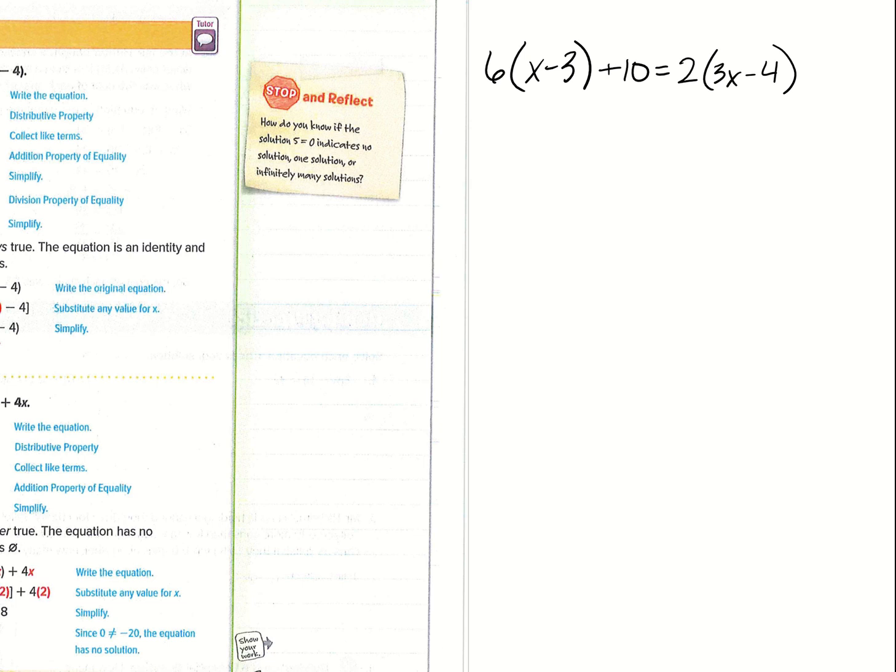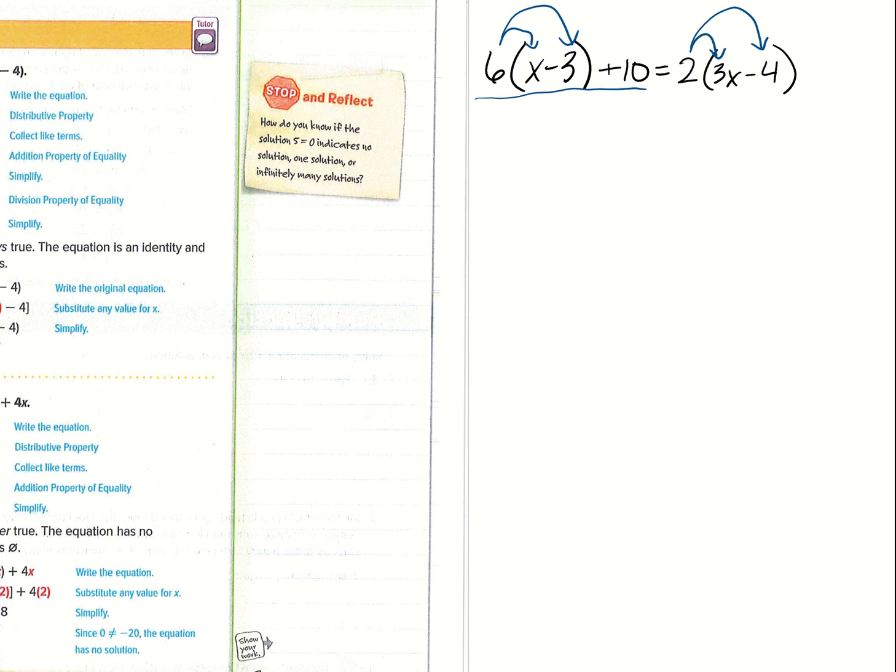So our first step, as I said earlier when we were doing a similar problem, is that we are going to want to do the distributive property. You're going to distribute the 6 onto the x and the -3. Remember that minus sign goes with the number that's behind it. And then over here, we're going to do 2 times 3x and then 2 times -4. So that's our first step.